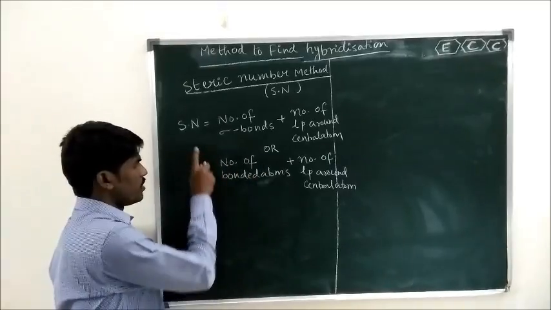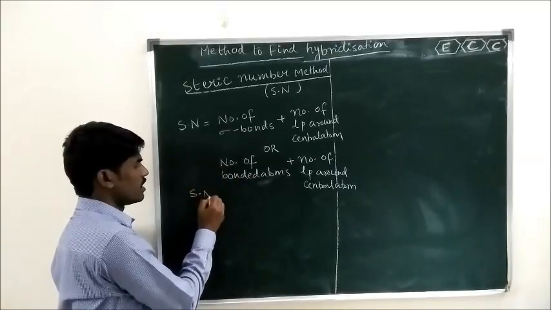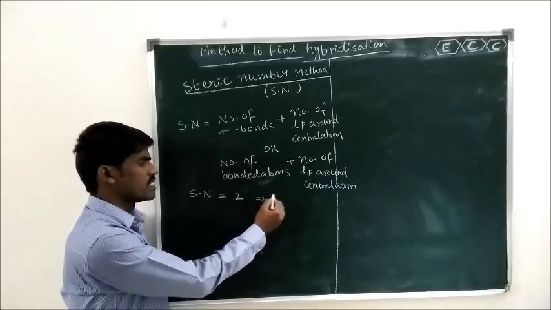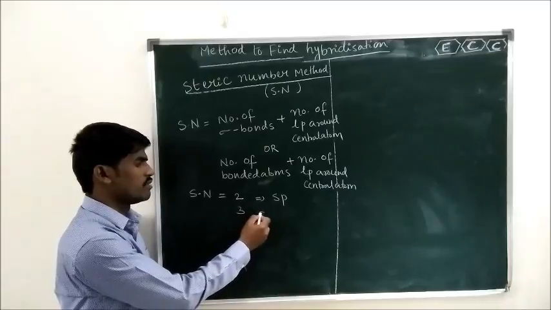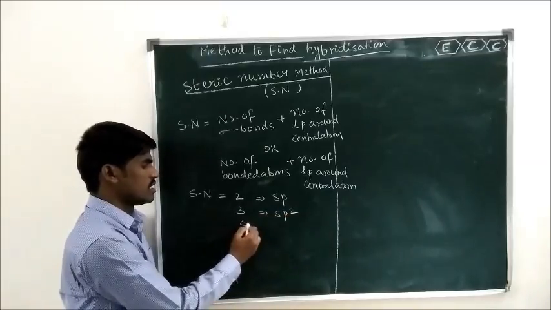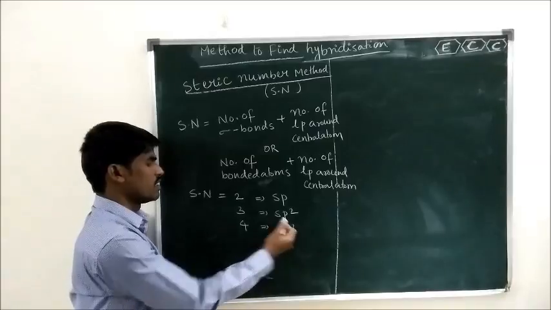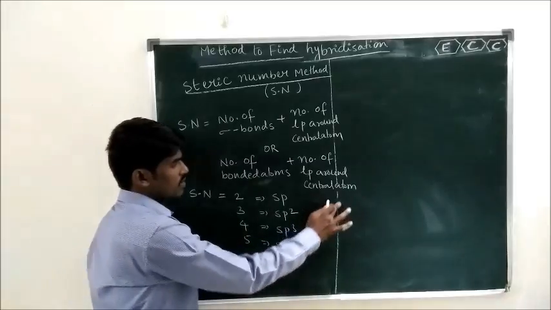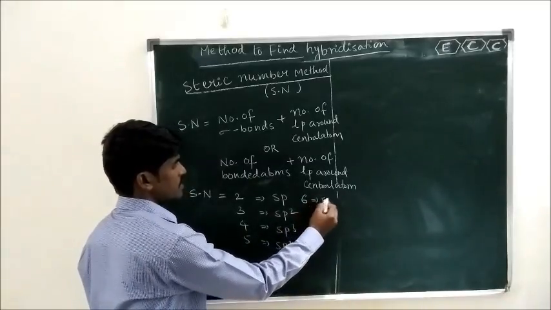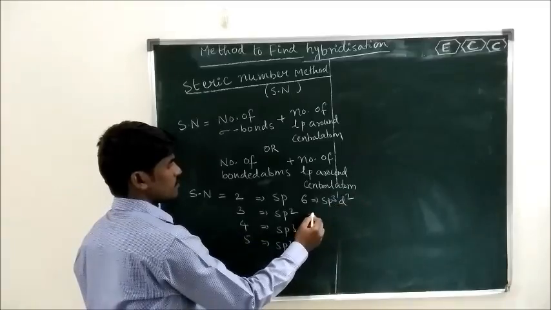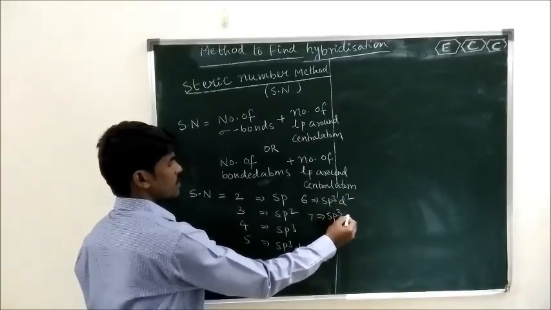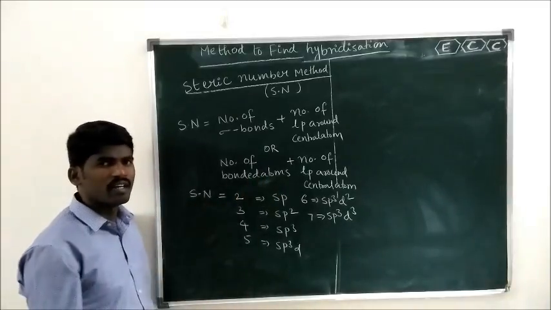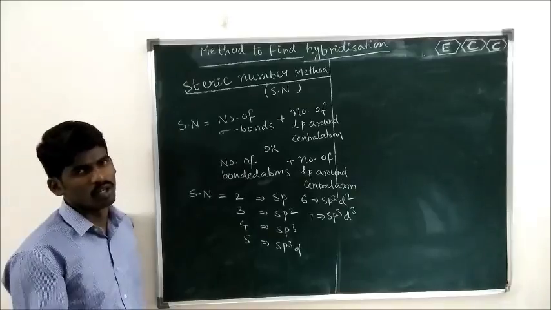Suppose by using this formula you get steric number equal to 2. If steric number is 2, then hybridization is sp. If you got steric number 3, sp2. Steric number 4, sp3. Steric number 5, sp3d. Similarly, steric number 6, sp3d2. If steric number is 7, sp3d3. So based on the steric number, you can identify the hybridization of a particular molecule.